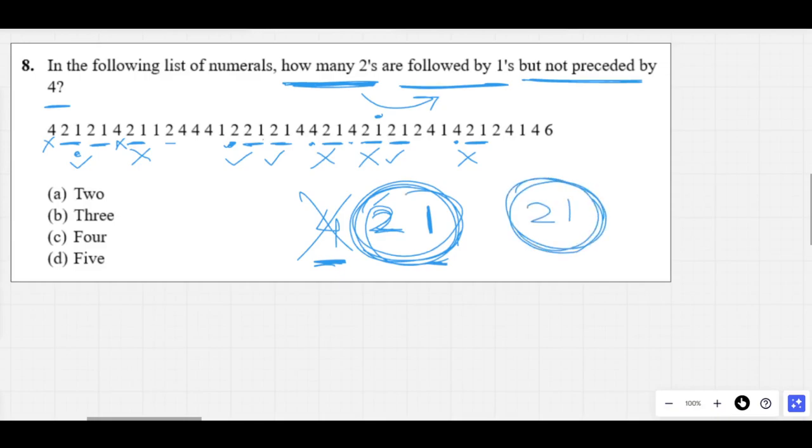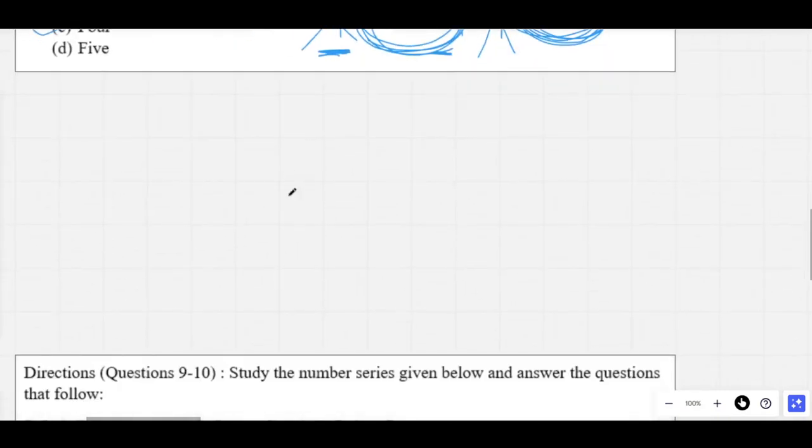So that our required condition output is satisfied. We made another condition that 4 should not be preceded by this 2 1. So if you count the ticks 1 2 3 4, there are 4 such 2 1s for which the condition is satisfied. Okay, let's solve another one, shall we?